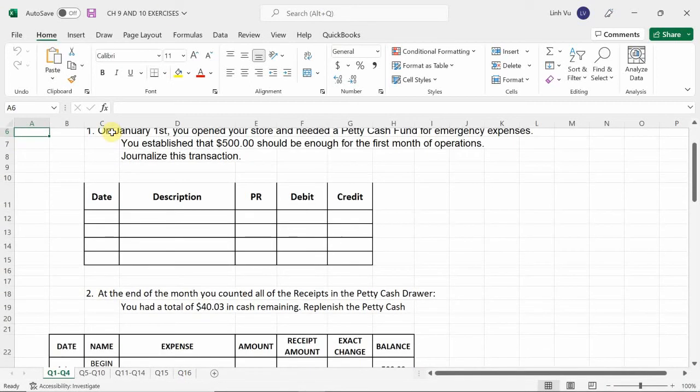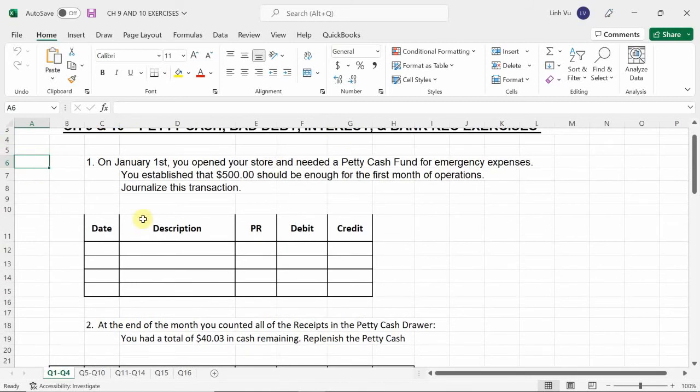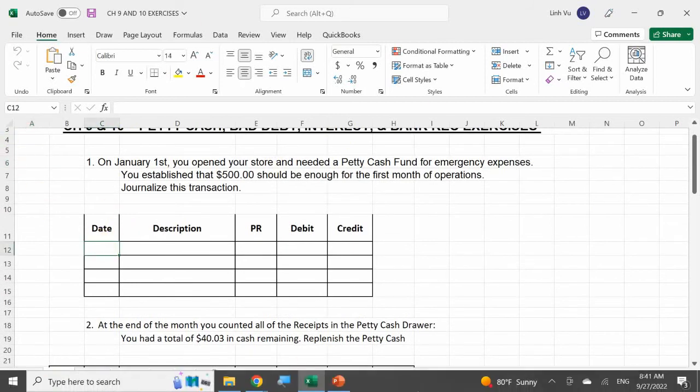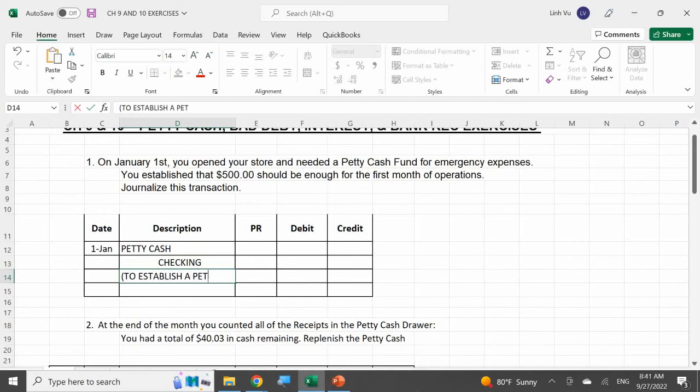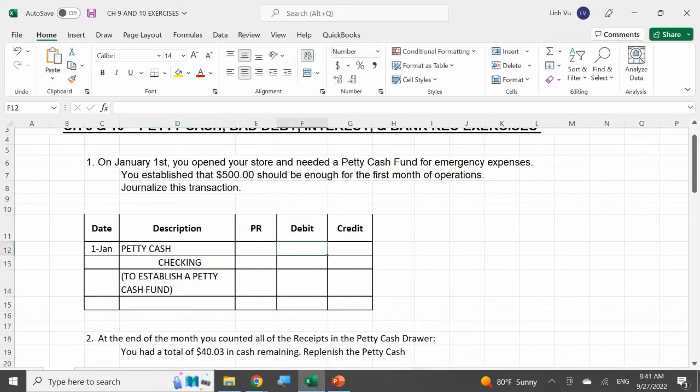So how do I establish a petty cash fund? Petty cash for 500, and checking. To establish, for 500. Okay, good.